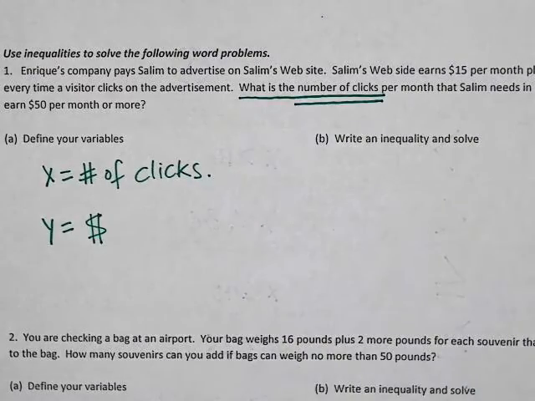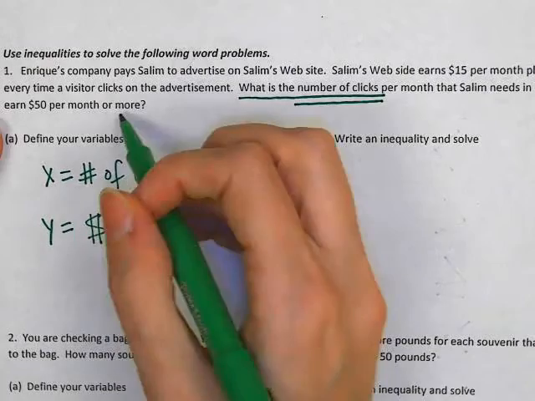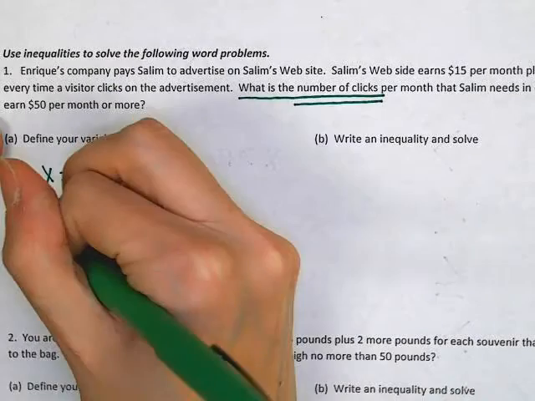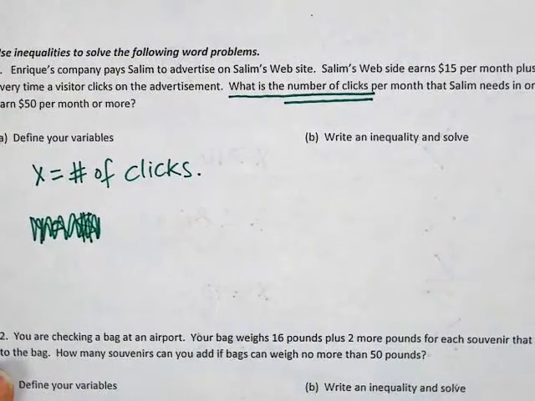All right, so we need to set up an inequality. And actually for this one, now that I look at it, 50 or more a month, we don't even need a Y. We can just do it with X. Y is going to be money, but when we write our equation, we don't need Y.